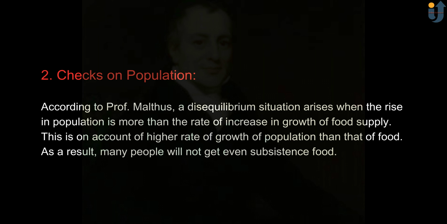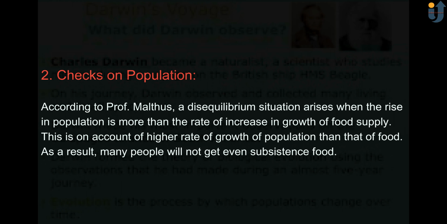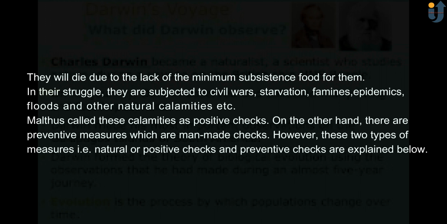The second is checks on population. According to Professor Malthus, a disequilibrium situation arises when the rise in population is more than the rate of increase in growth of food supply. This is on account of higher rate of growth of population than that of food. As a result, many people will not get even subsistence food. They will die due to lack of the minimum subsistence food for them.